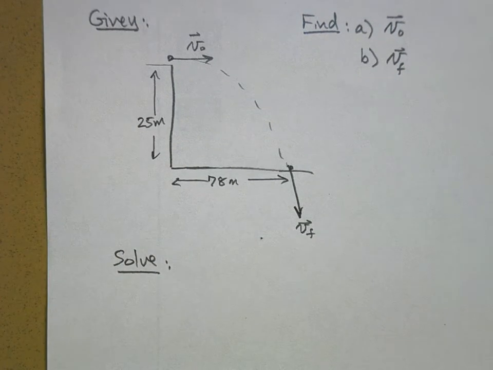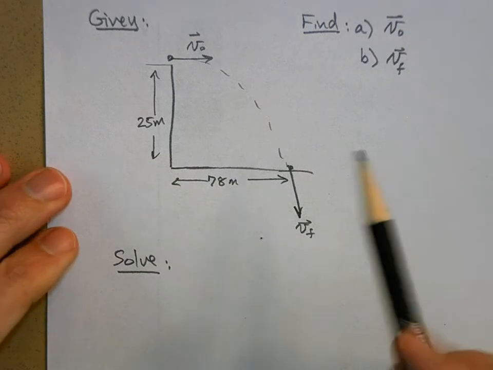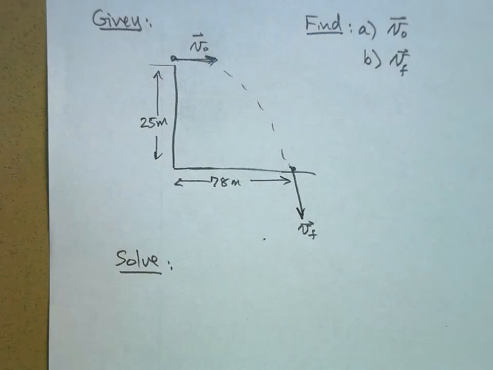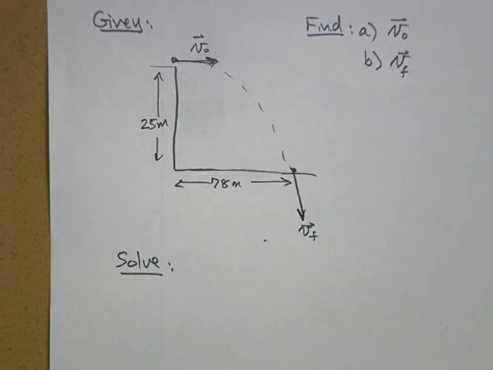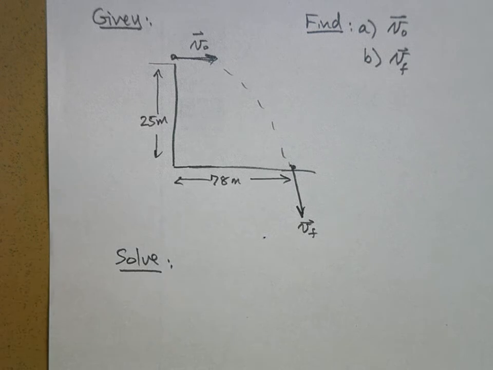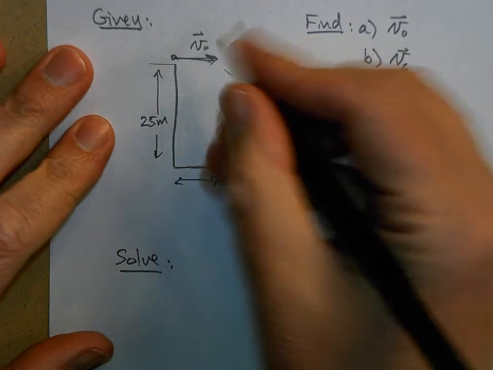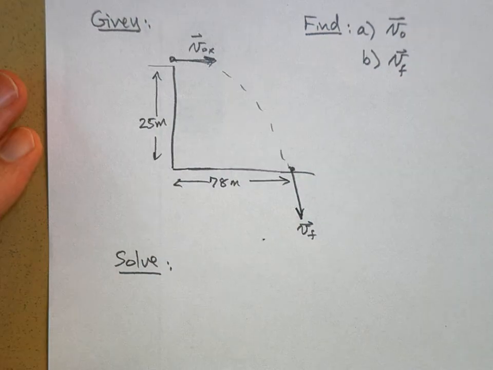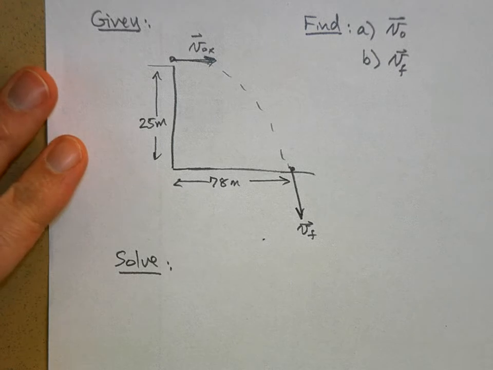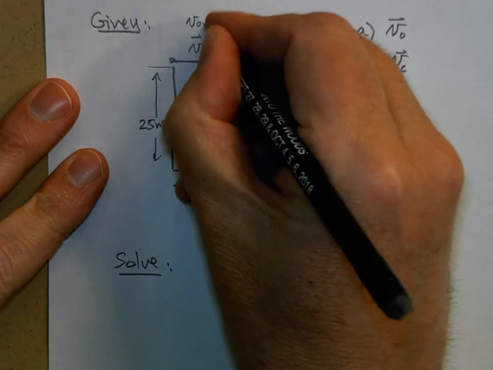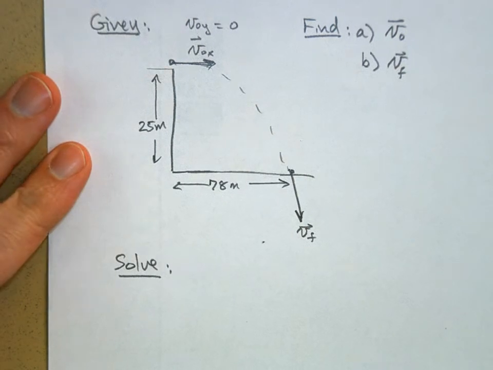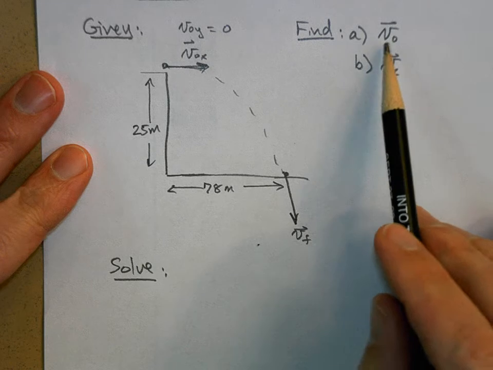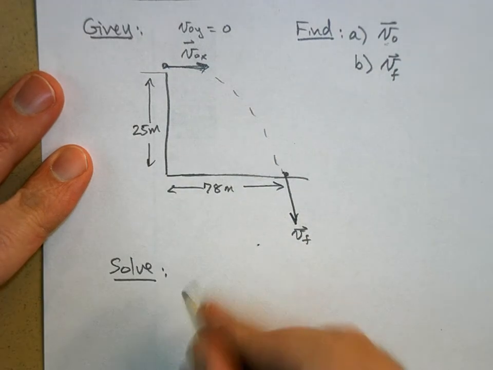Well, let's figure out what the initial velocity is. Notice that it says in the problem that the ball is thrown horizontally. Now, what does that mean? That means the initial velocity is all in the x direction. The initial velocity in the y direction is 0, and you can write that in what's given. V naught y equals 0.